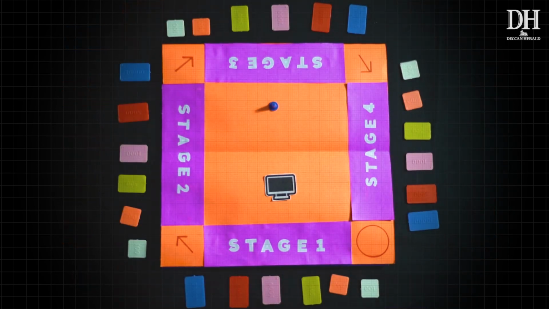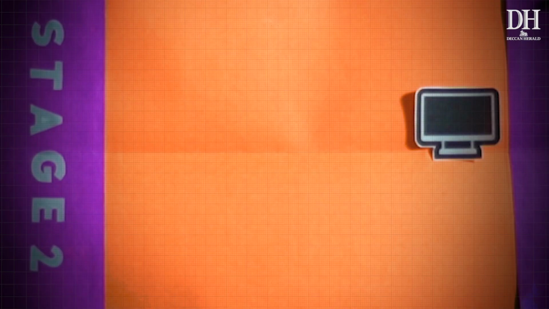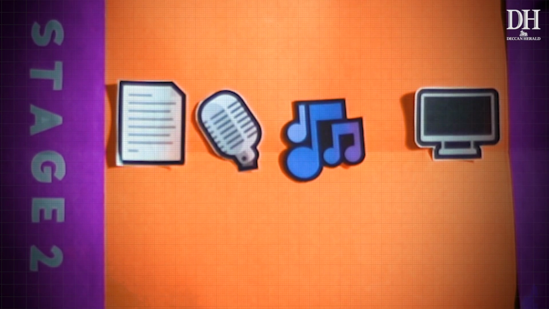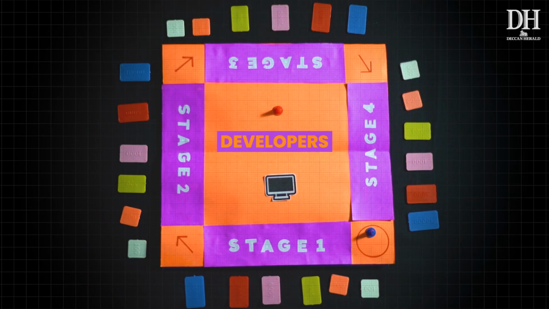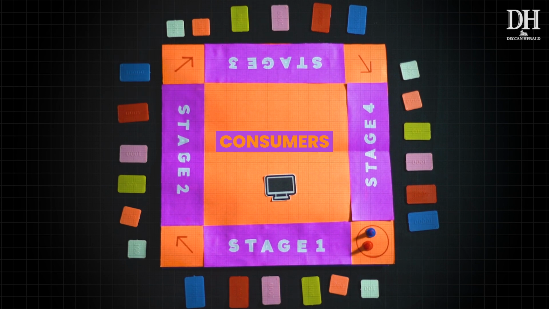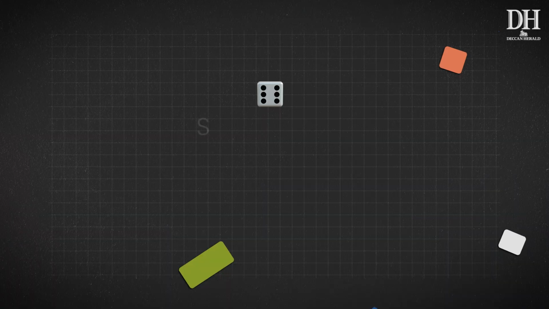Here are the players. 1. The data providers. Artists, creators, and common people whose data, that is text, art, voice recordings, and so on, is used for AI models to learn. 2. The developers. These are the people who use this data to train the models to perform specific tasks. 3. The consumers. Common people like you and me, or businesses and companies that use the models to make their work easier.